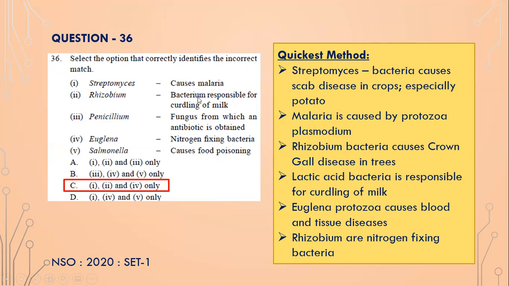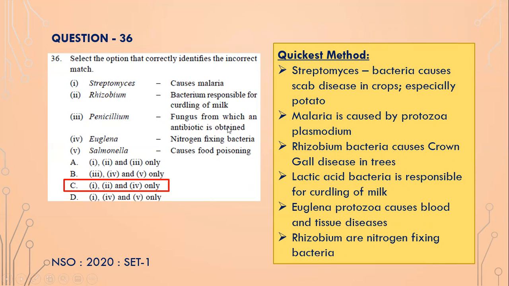Rhizobium is a bacterium responsible for curdling of milk. Again, this is false. Number 2 is false. Rhizobium is not the cause of curdling; it is a bacterium involved in root nodules. And what causes curdling of milk? How are curds formed in milk? Because of lactic acid bacteria, isn't it?